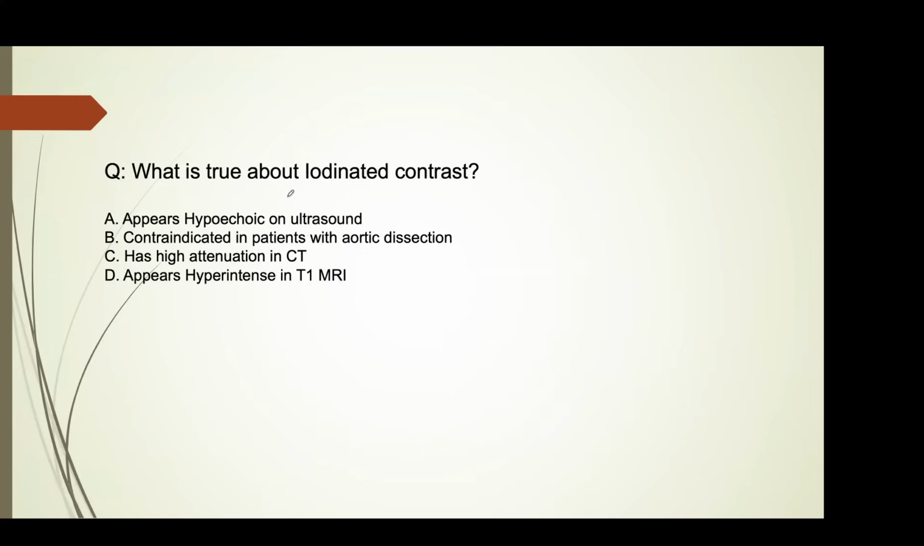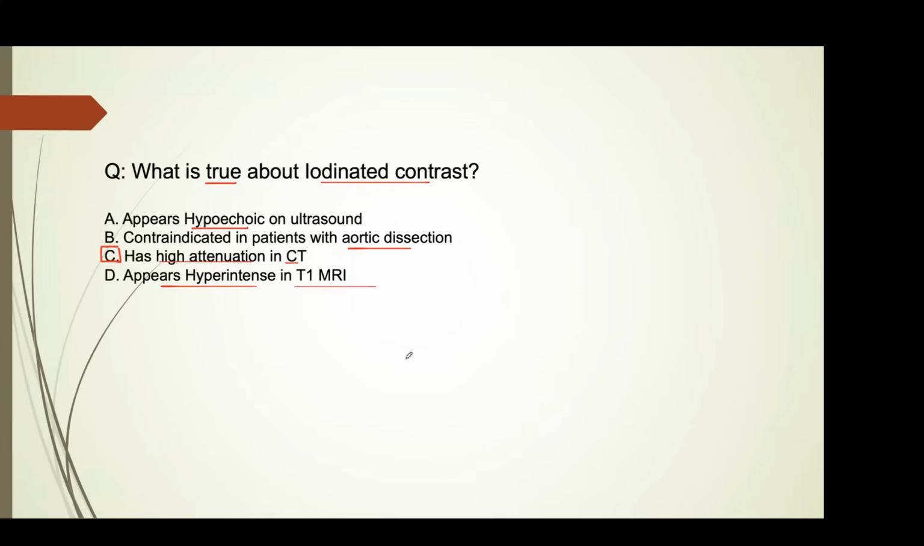All right. So next question. What is true about iodinated contrast? Is it A, appears hypoechoic on ultrasound? B, contraindicated in patients? C, has a high attenuation? Or is it D, appears hyperintense in T1 MRI? All right. So I'm seeing a lot of C's, and yeah, that's the right answer.